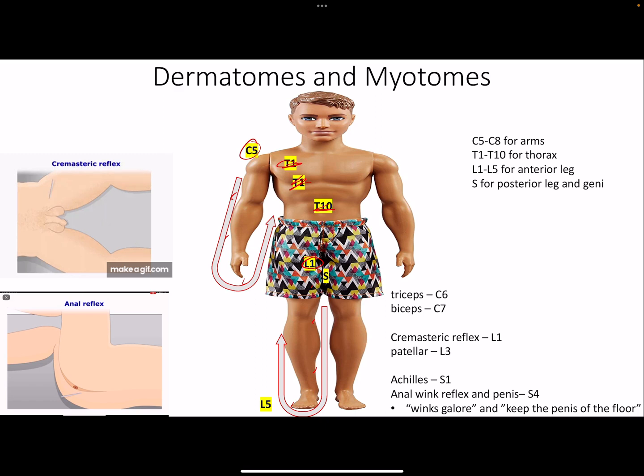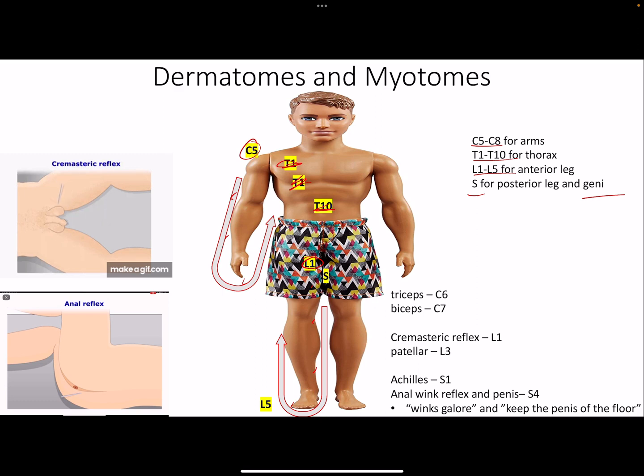And it's going to move up until it's going to supply the bathing suit region, the genitals, and the perianal region and whatnot. So a couple landmarks: C5 to C8 for the arms, T1 to T10 for the thorax, L1 to L5 for the anterior leg, and then S for the posterior leg and the genitals.